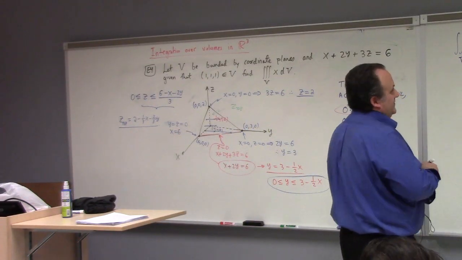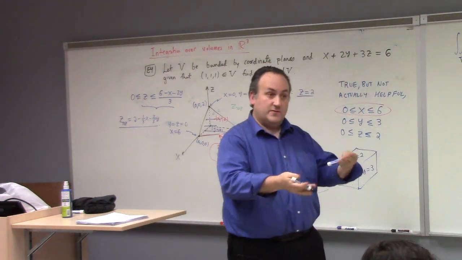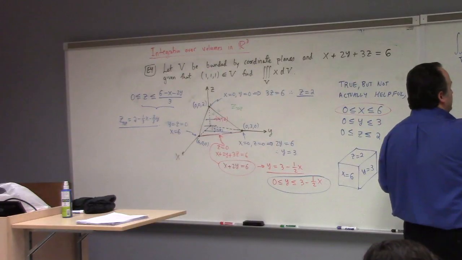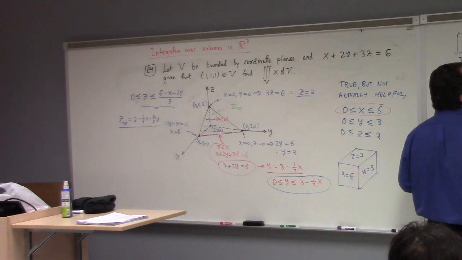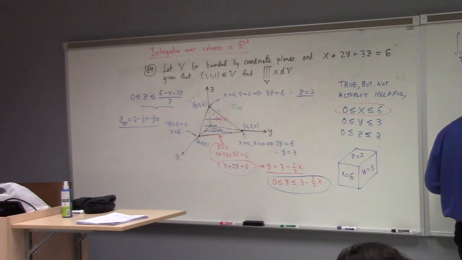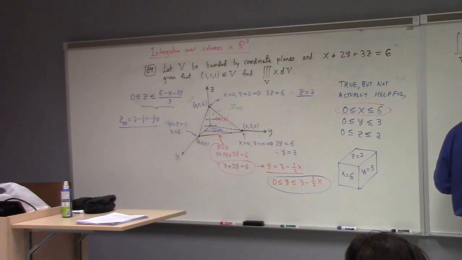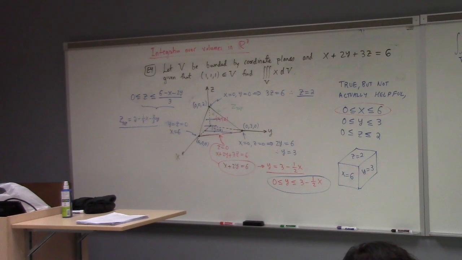At this point it's mechanical, but let's go through it. It's something we all need to learn. So integral from 0 to 6, integral from 0 to 3 minus 1/2 x. And then I've got 1/2 x squared, evaluated from 0 up to 2 minus 1/3 x minus 2/3 y.